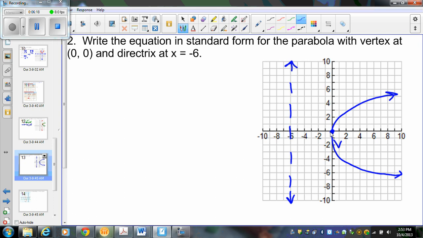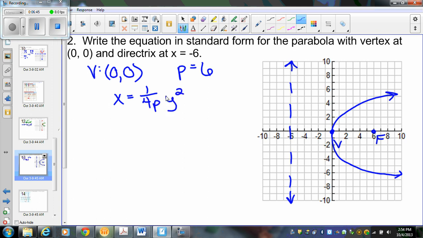And how far is it from the vertex to the directrix? That is negative 6 units. So that tells me that p must be positive 6, because remember p goes from the vertex to the focus. So my focus point would actually be right there at (6, 0). And they already gave me my vertex of (0, 0). So since it's (0, 0), I know that I'm going to use the basic equation of x equals 1 over 4p times y squared. So all I needed to know was that my p-value was 6. So the equation for that parabola is x equals 1 over 24 times y squared.